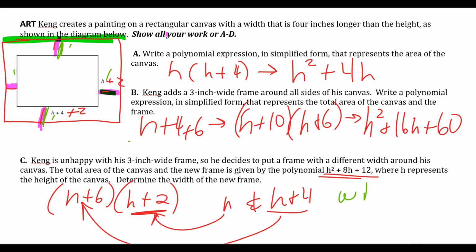So really the width is 2. Please don't forget you have 2 sides. So if I extended this by 2, that means I had to add 1 to each side. 1 over here and 1 right here. If I extend this side right here by 2, that means I had to add 1 over here and 1 over here. All right, let's move on.